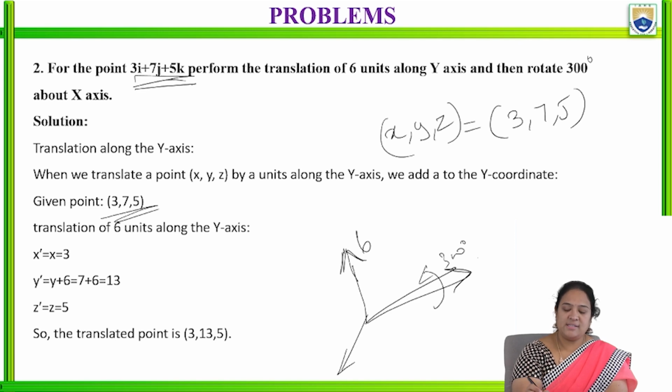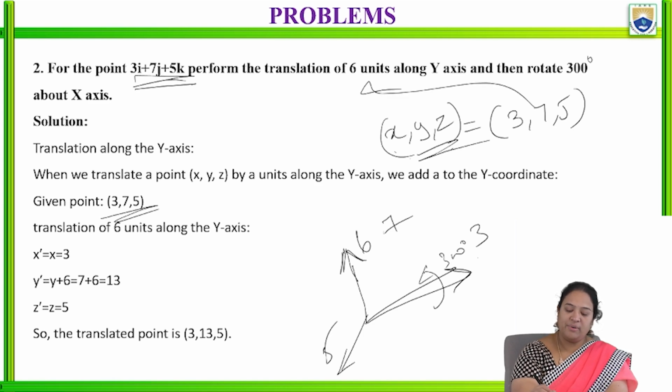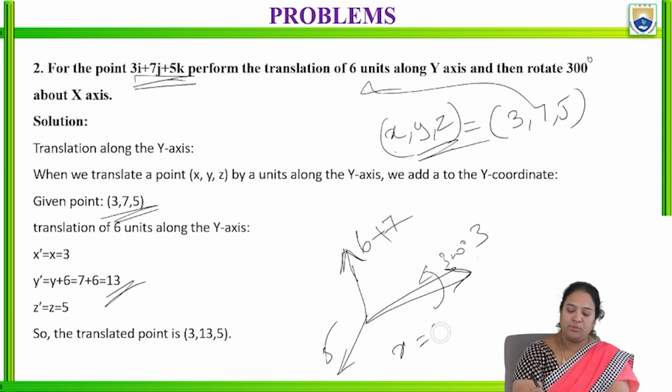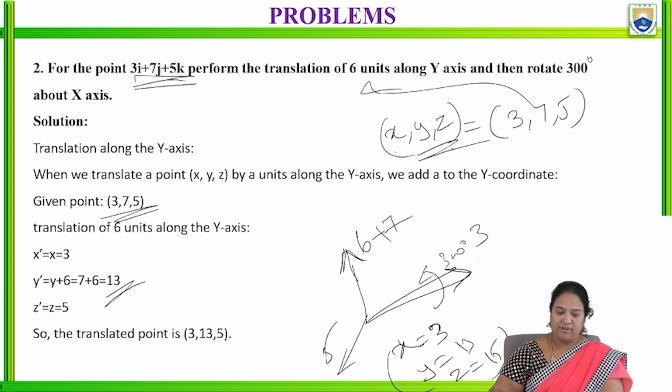So here x is equal to 3, y is equal to 7 as per this, and z is equal to 5. But here y is taken as 6, so we add 6 plus 7. How much do we get? y is equal to 13. So x is equal to 3, y is equal to 13, and z is equal to 5 as per our given translation.